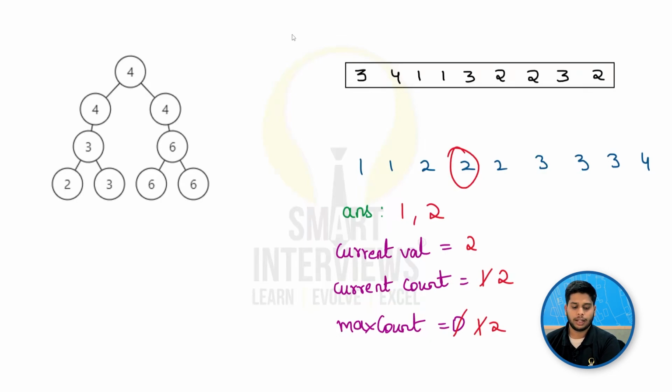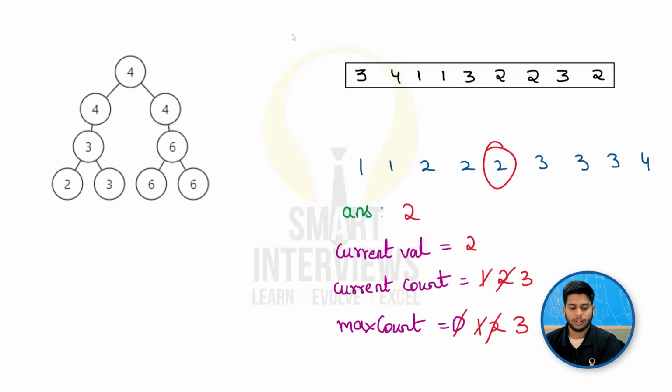Now move ahead, and the next value as well is 2, and the current value as well is 2. Since both the values are the same, increment the count to 3. And now, as we compare the current count with the max count, the current count is greater than the max count, so we can update the max count. Along with updating the max count to 3, we are supposed to clear the existing answer and then again add the current value into the answer, that is 2.